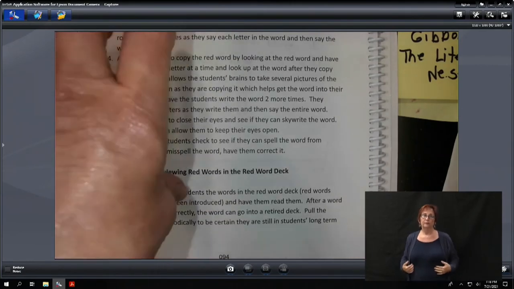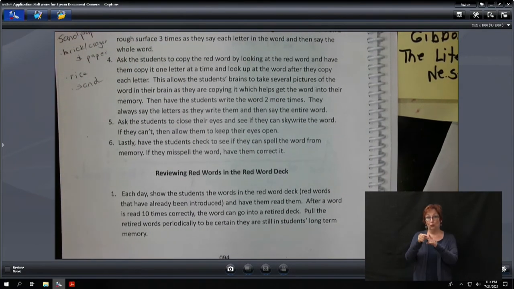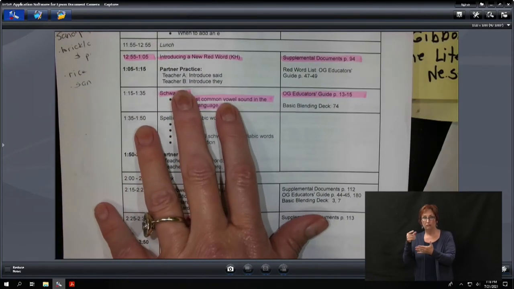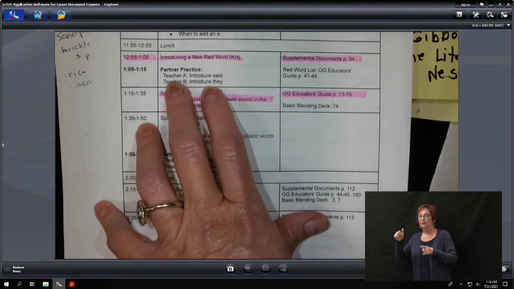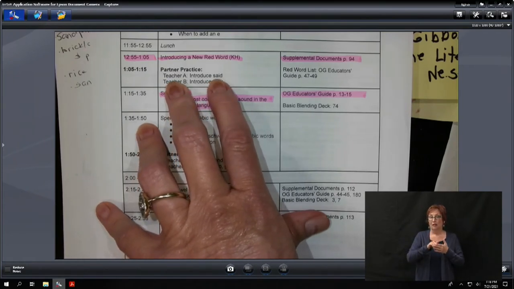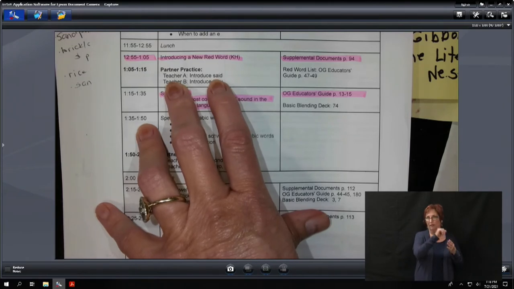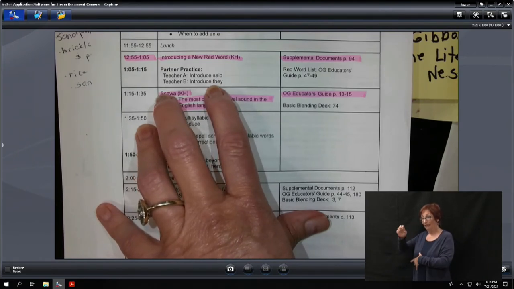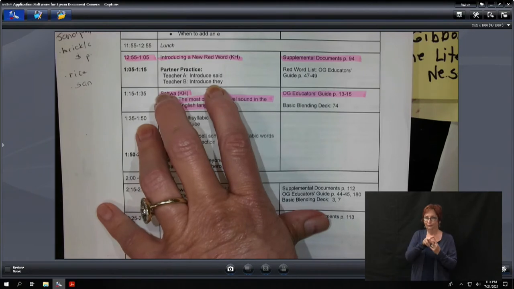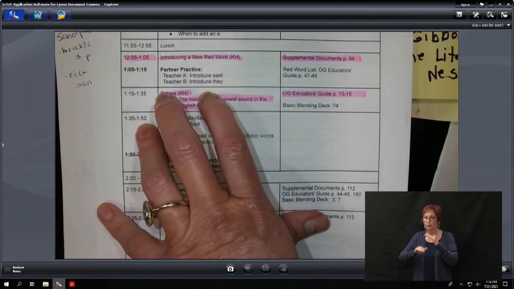Okay, now what I want you to do is be on page 94 in your Orton Gillingham supplemental document. Those are how do we introduce a new red word. And then you will notice on your schedule, we're going to do a partner practice. One teacher is going to introduce the word said and another one the word they. The person introducing said can pretend they've already taught AI says A, and then you can talk about why that's a red word. And the person introducing they, you can say that you've already taught EY says E, so that you can explain why that's a red word. You probably really never would have taught those skills on those basic words, but just so that you get that practice today, I want you to do that.